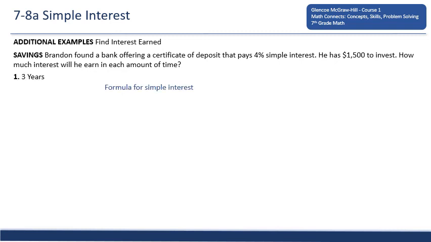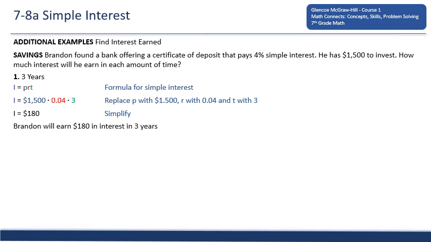In 3 years, we use the formula for simple interest, which is interest equals principal times rate times time. We replace principal with $1,500, the rate with the decimal 0.04 that represents 4%, and time with 3. So we have interest equals $1,500 times 0.04 times 3. Simplifying by multiplying, we get interest equals $180. So Brandon will earn $180 in interest in 3 years.